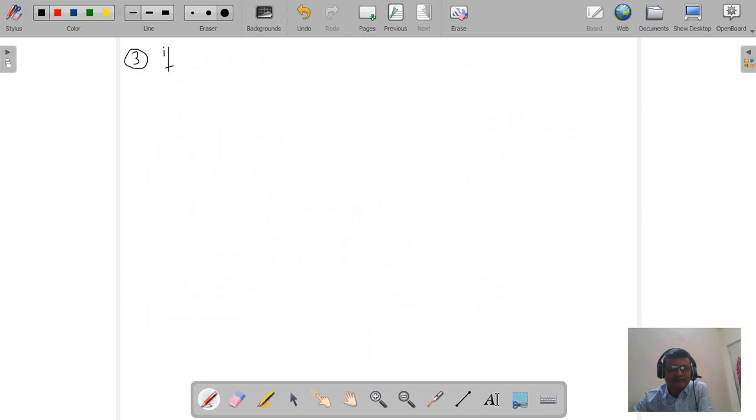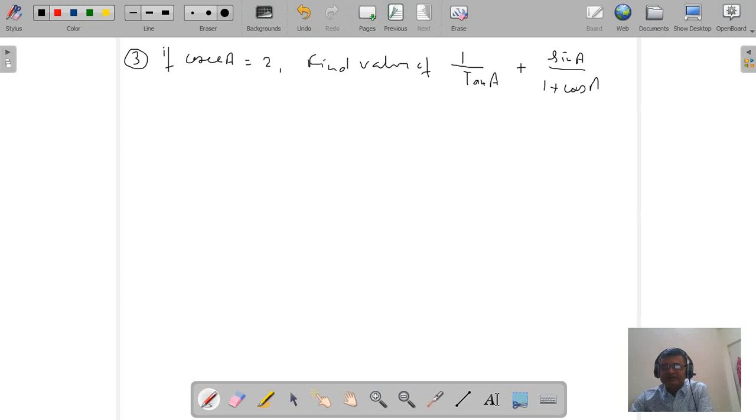If cosec A is equal to 2, then find the value of 1 upon tan A plus sin A upon 1 plus cos A. So now we are going for its solution.